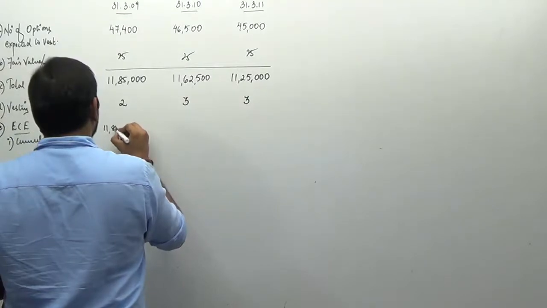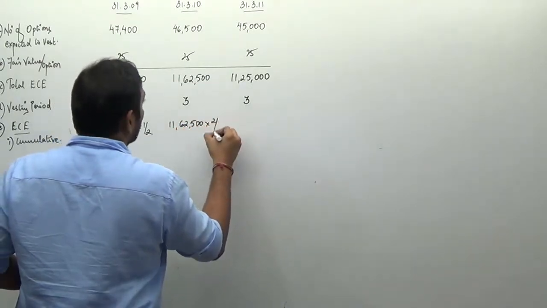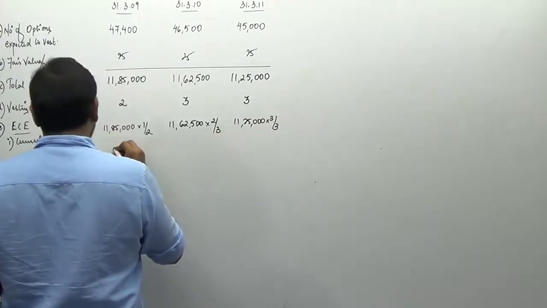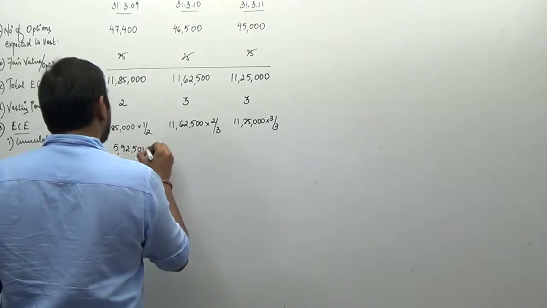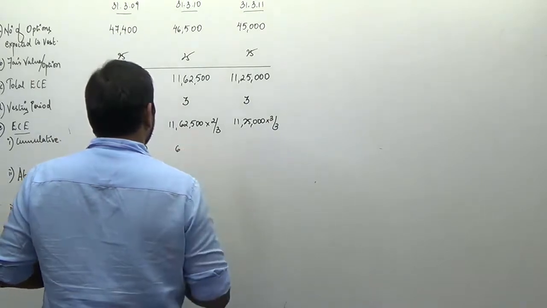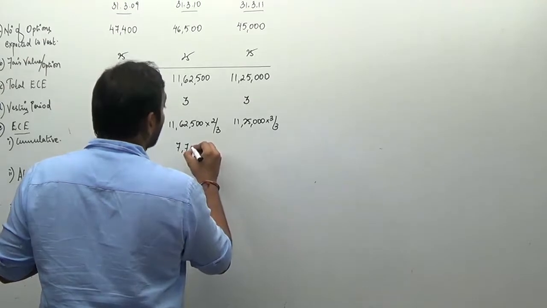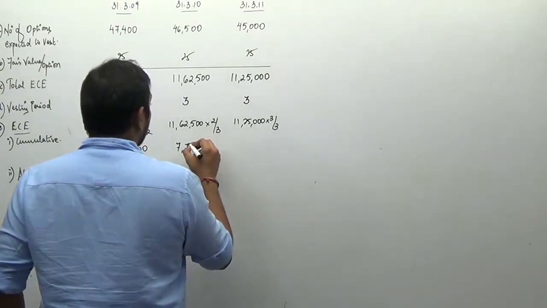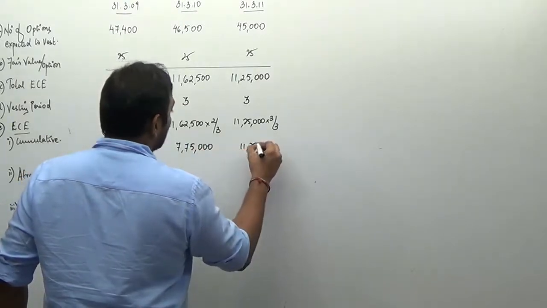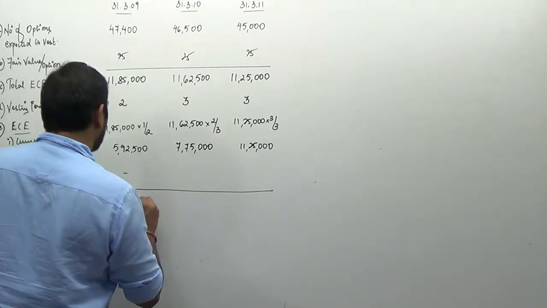Come to the cumulative expense. 11,85,000 into 1 by 2, 11,62,500 into 2 by 3, and the third year should be 3 by 3, 11,25,000 into 3 by 3. Fill it up: into 1 by 2, 5,92,500; into 2 by 3, seven lakhs 75. Last one is 11,25,000. Already provided in the previous year. First year is zero, so to be provided, the full amount 5,92,500.